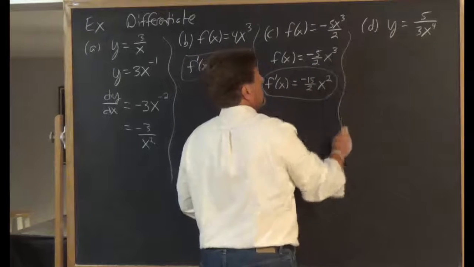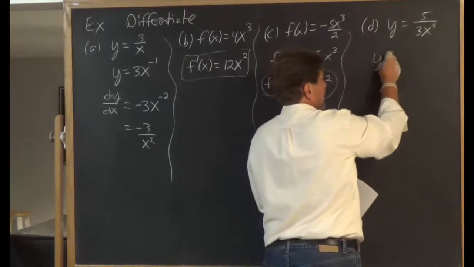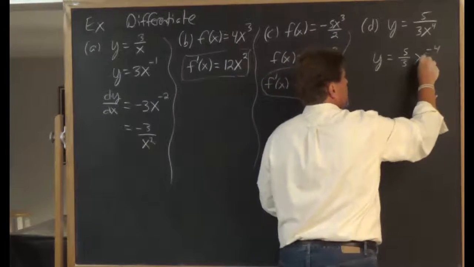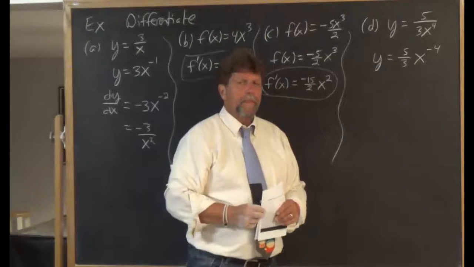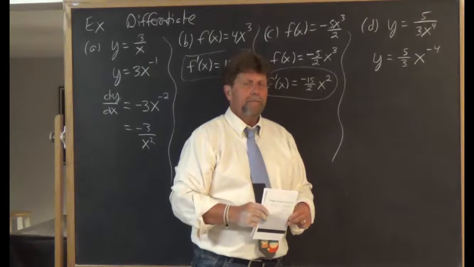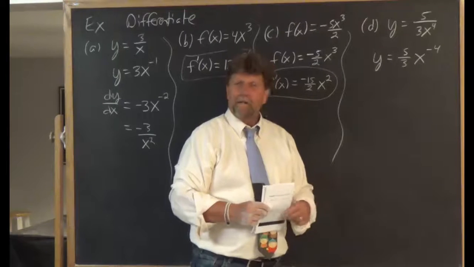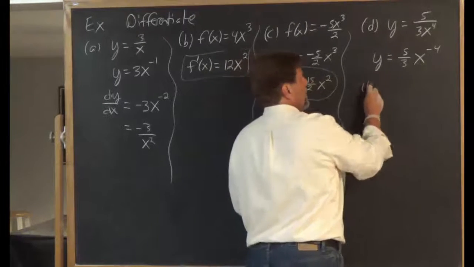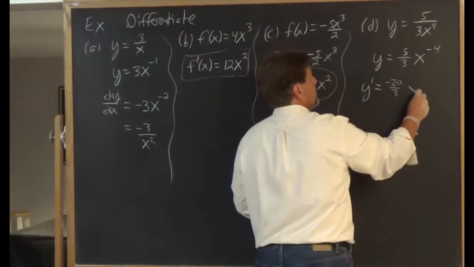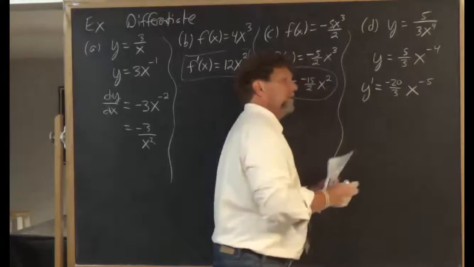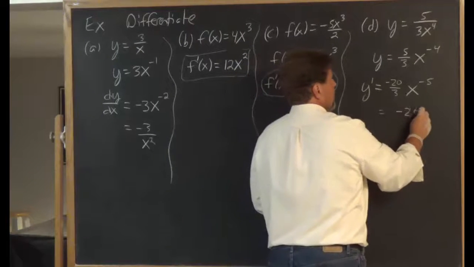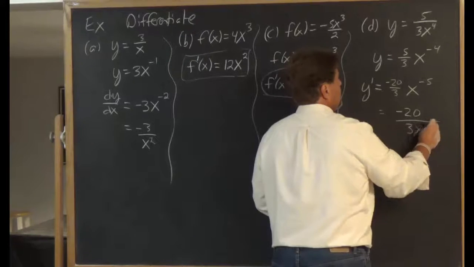Part D. Okay, I would rewrite the function as 5/3 x to the negative 4th. And then I would ask you, what do you want to call the derivative? Y prime or dy dx? So if you said dy dx, I would write down y prime. So that's what I'm going to do. Derivative, y prime. Negative 4 comes out front, gives us a negative 20/3 x. Subtract 1 from the exponent, negative 5. Or if you want, I suppose you could write it as negative 20 over 3 x to the 5th.